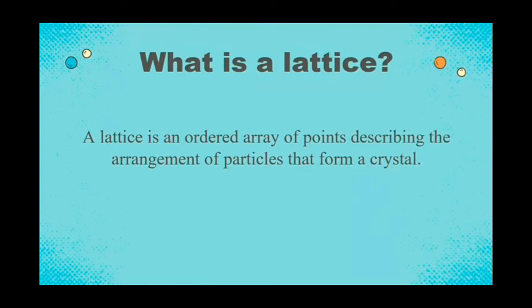Lattice. A lattice is an ordered array of points describing the arrangement of particles that form a crystal. There are 7 crystal systems, and if the lattice points are only at the corners of the unit cell, then it is a primitive unit cell, or primitive lattice. It can be advantageous if additional lattice points are added to the unit cell. In this case, the symmetry will not change, but the metric of the unit cell changes towards a better representation of the underlying symmetry of the lattice.